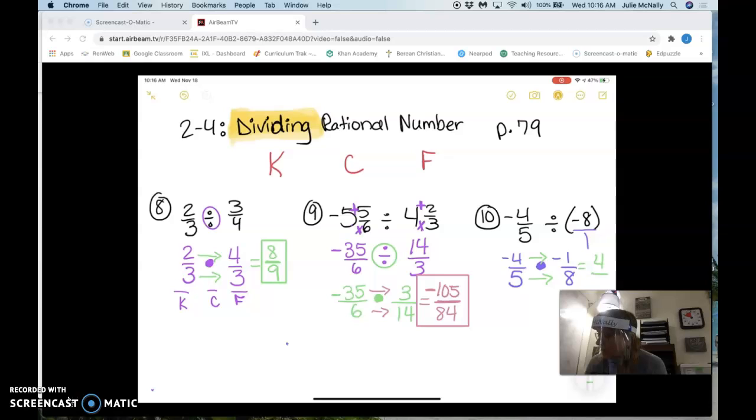And 5 times 8? 5 times 8 is 40. Good. And we can leave it just like that, or you can reduce it. It would reduce to 1 over 10. Both of those would be acceptable answers.